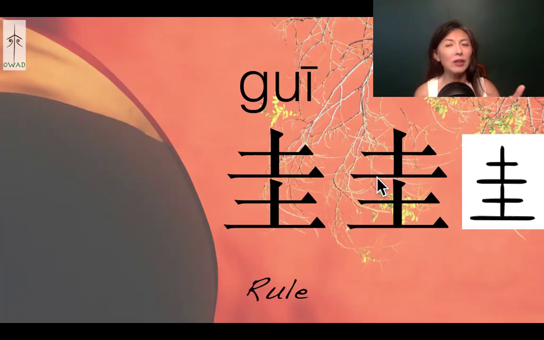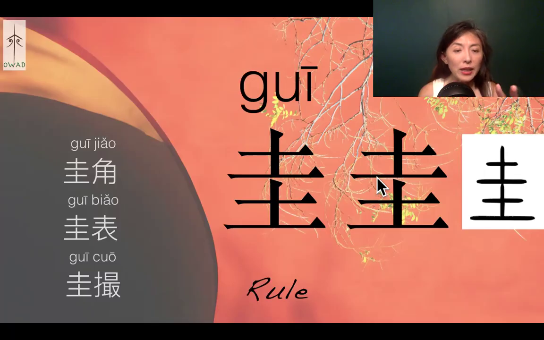So that was the first use of this character, gui. And from the three expressions here, gui jiao, gui biao, gui cuo, as I said, none of them are in our everyday language anymore, but they reveal a little corner of the ancient world. So gui jiao means this angle.